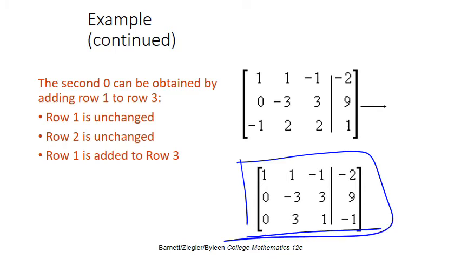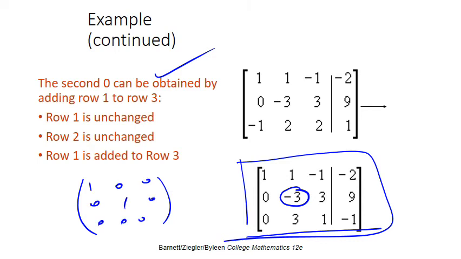Now the second 0 can be obtained by adding row 1 to row 3. This is just an explanation of the operation which I did. Now I need 1 here, because we need to convert it into 1 0 0, 0 1 0, 0 0 1. Whatever we get here in the third column, we don't care, that would be our solution. So after making 1 here, we brought 0 downstairs. Similarly, move diagonally. Next aim is we need to get 1 here.